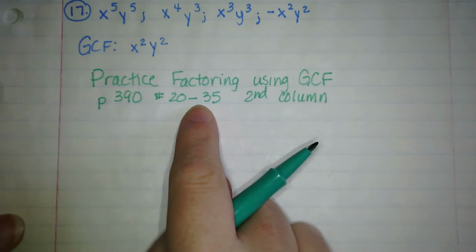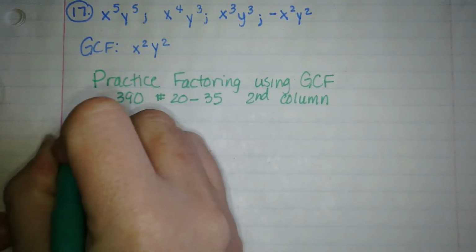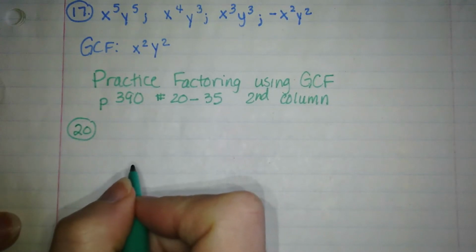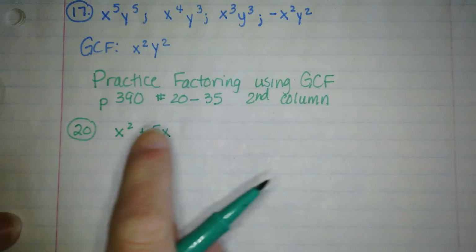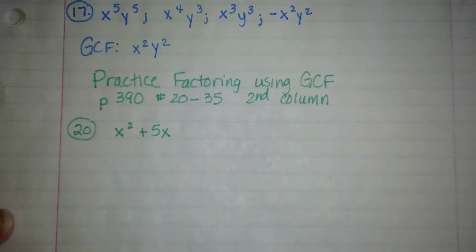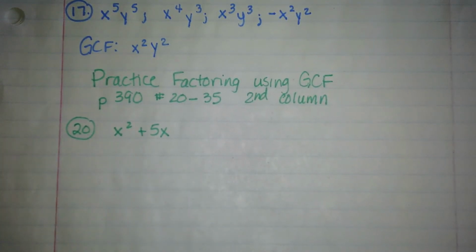We're going to do examples in the second column, and we're going to start with number 20. So number 20's question says x squared plus 5x. So the first thing that I want to do is identify the GCF. So when I find the GCF, the first thing I want to do is look and see what's the biggest number that divides into all terms. Unfortunately, there's no numbers other than the 5, so we don't have to worry about the number part.